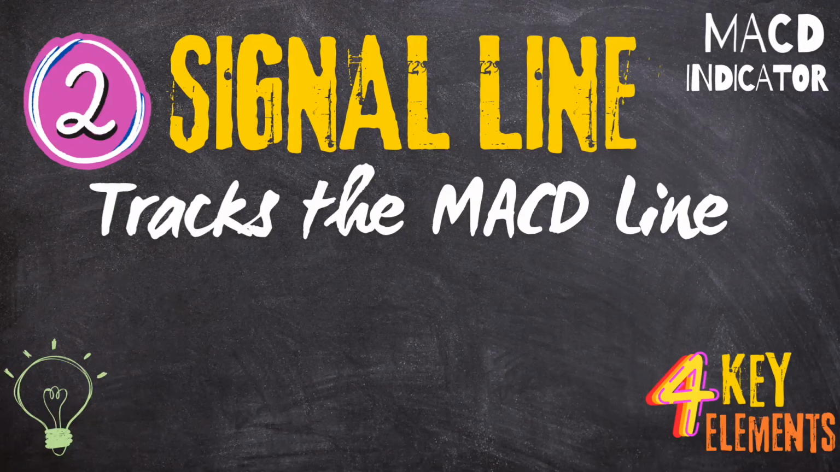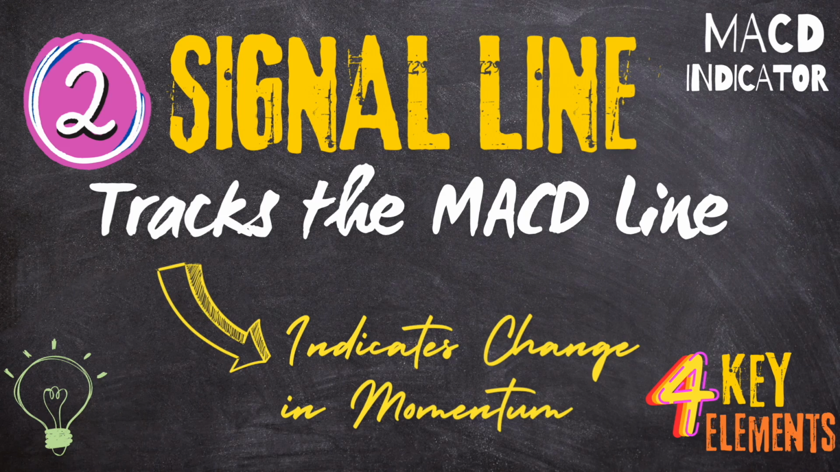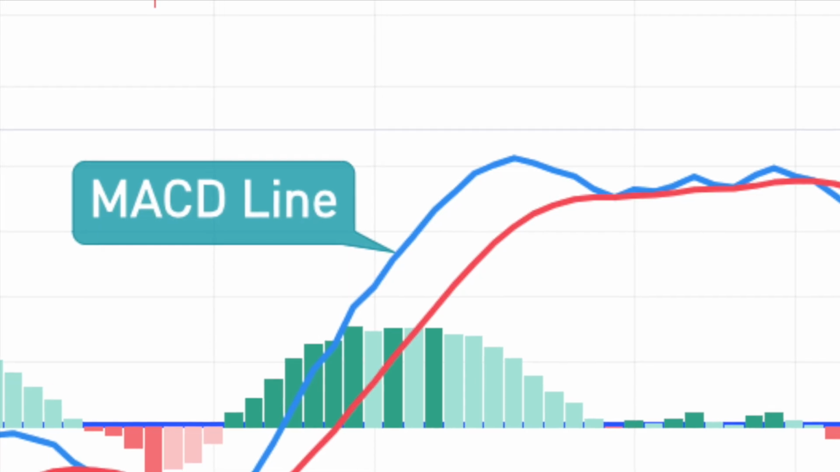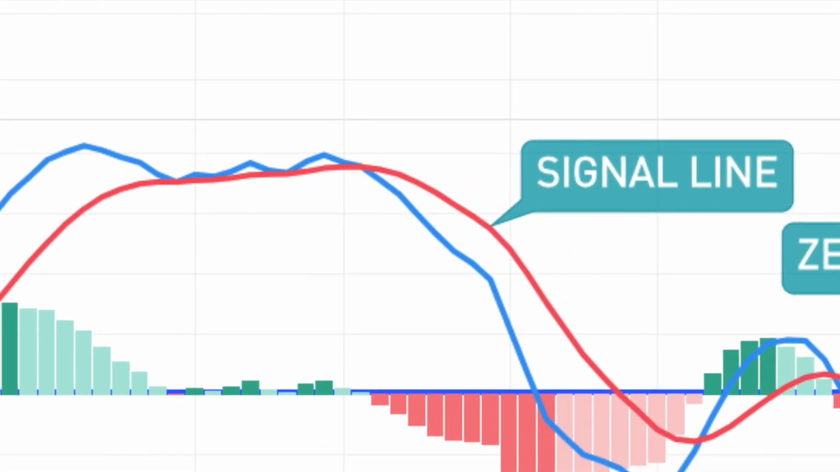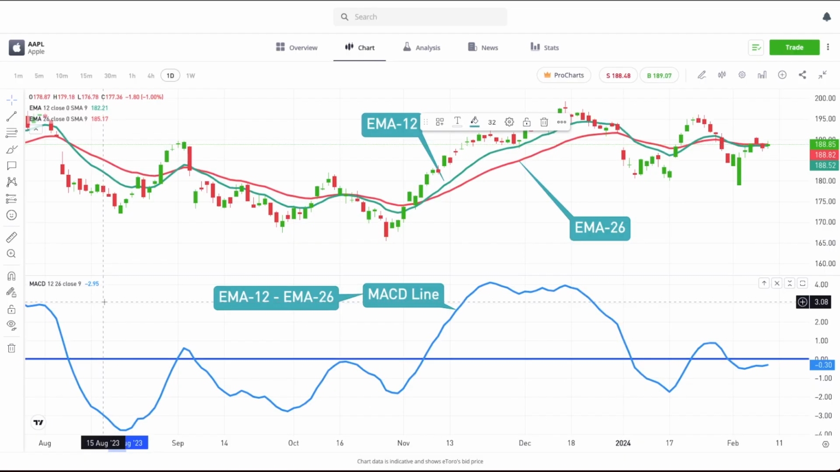This line does not track price or moving average itself. It instead tracks the MACD line. In doing this, it indicates the rate of change of the MACD line, and therefore it is of significant importance for us. The MACD indicator is somewhat unique in this sense that it does not just have the indicator line but also comes with an inbuilt signal mechanism which tells us if the momentum is making a turnaround.